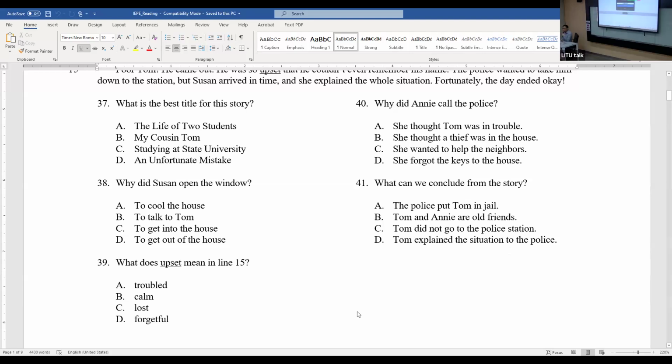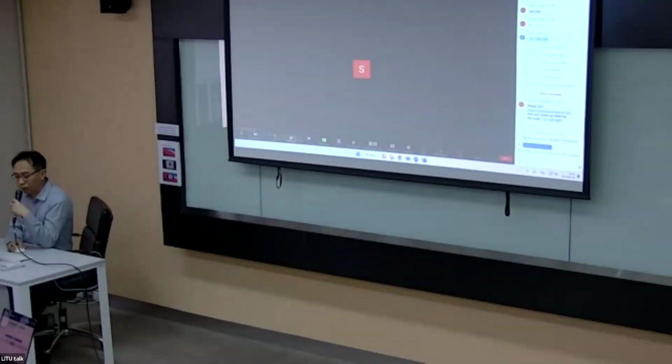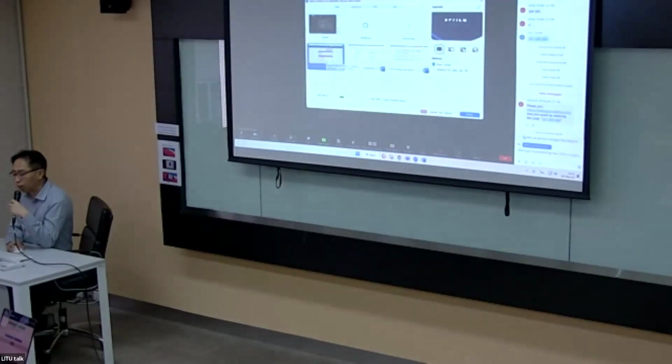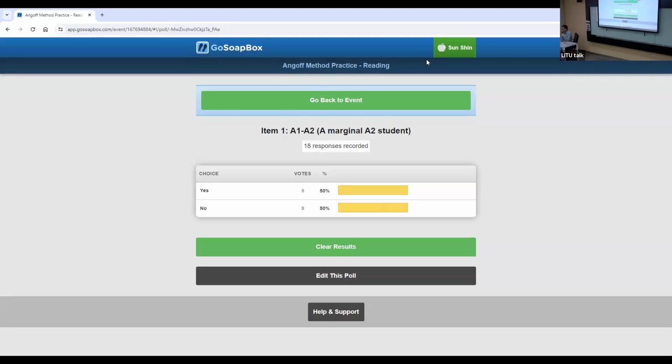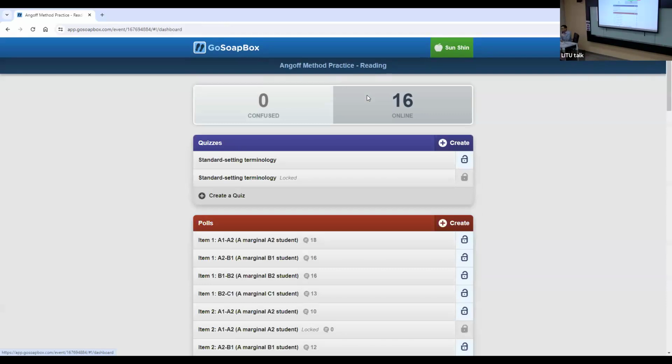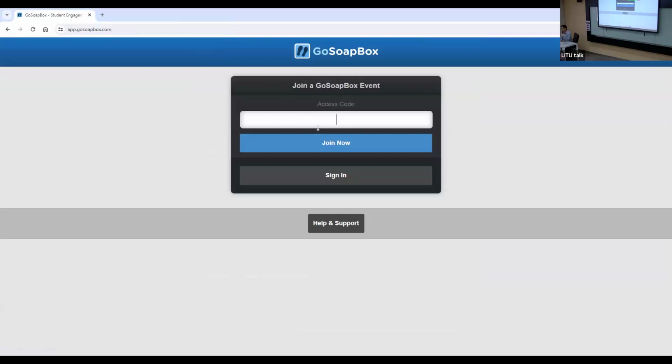Okay, so share screens, Angoff method, share here. Okay, so like item 1. So we're talking about item 1, right? What is the main idea of this article? Oh, sorry, this is not it. You have to go to Go Soapbox. What's the access code number?